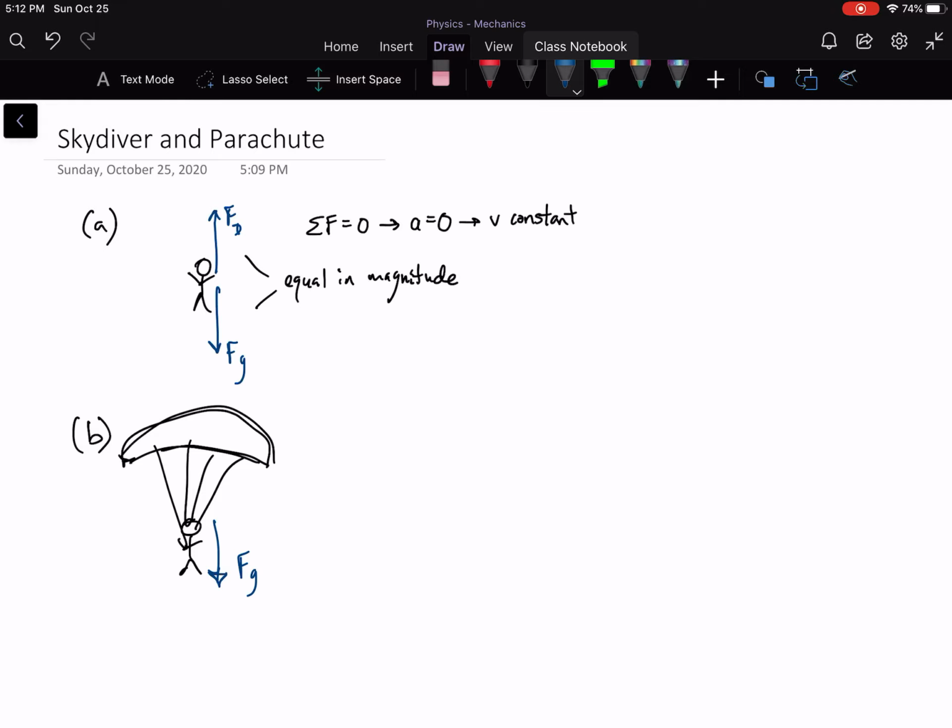But in that moment, after it actually unfurls, you've massively increased the cross-sectional area of the skydiver slash parachute system. And so in that moment, the force of drag is going to be huge compared to the force of gravity. And that's because you're going to reduce the terminal velocity.